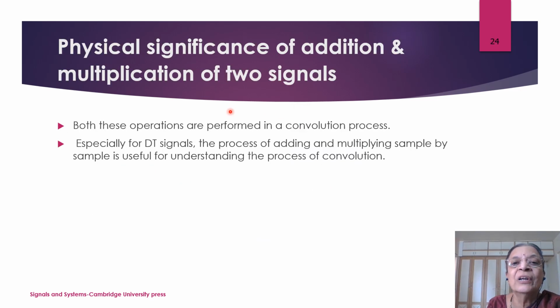Now the physical significance of addition and multiplication of the two samples: this is a basic process used in convolution. In convolution, what you have to do is take the mirror image and then go on shifting and taking the sample by sample product and addition. So sample by sample product and addition will give you the convolution, right? These are basically the steps in the convolution process that we'll understand when we consider convolution in detail.